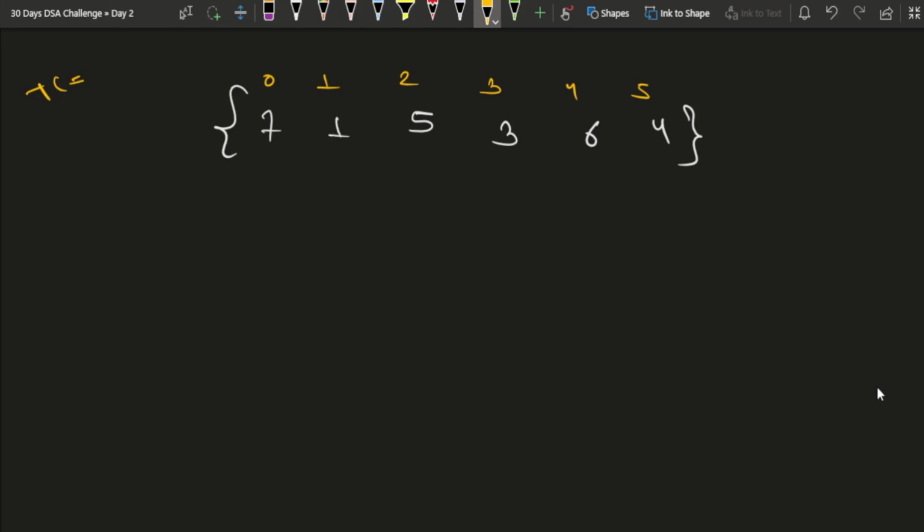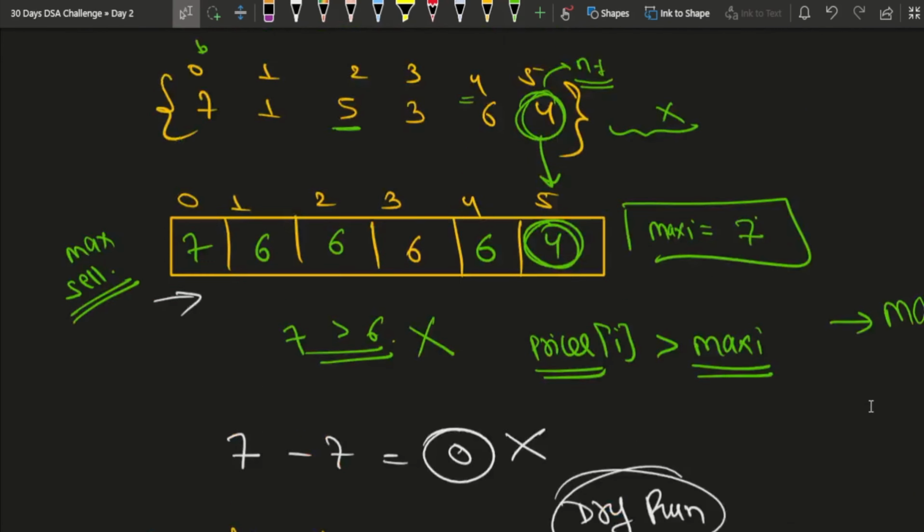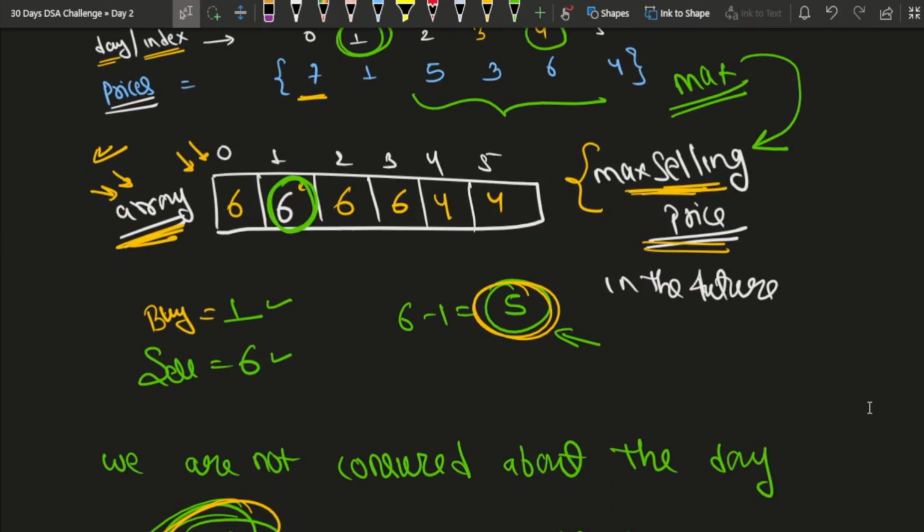So the time complexity for the previous solution was O of 2n near about, and the space complexity was also O of n. Now we will try to solve this question in constant space, in O of 1, sorry. So in the previous approach, we were calculating the maximum selling price, right?